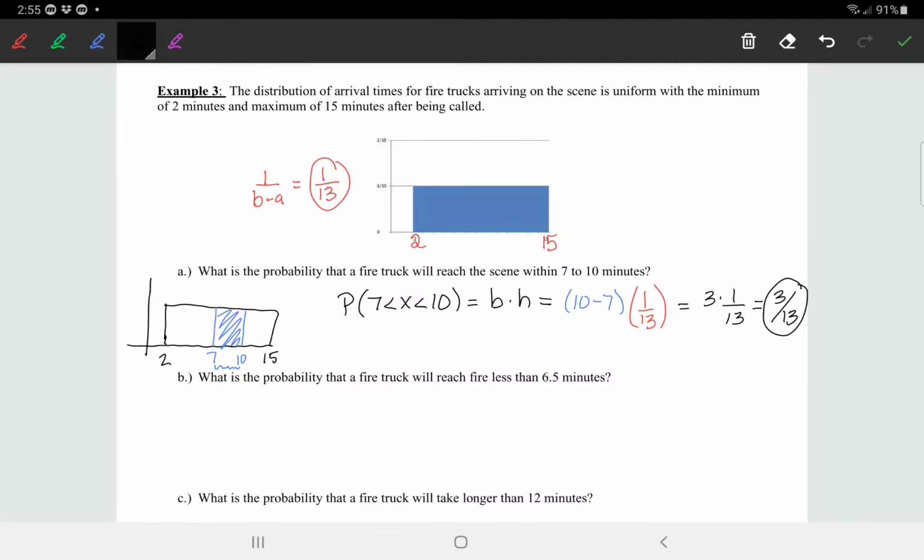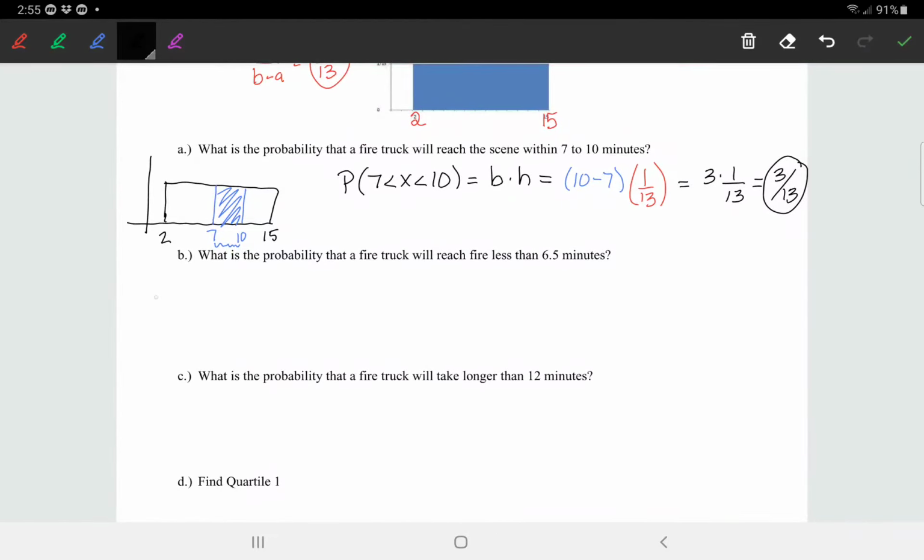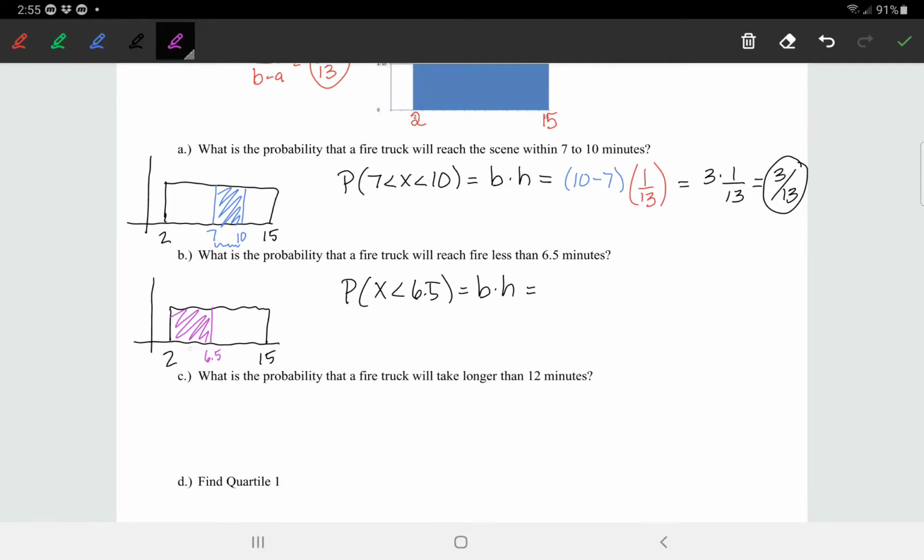Now let's calculate the probability that the fire truck will reach the fire in less than 6.5 minutes. So again, it's just nice to draw a little picture to give yourself a reference. Here's our uniform distribution, starts at 2, goes to 15, and now we are looking for less than 6.5. So we are trying to calculate this area. So the probability that x is less than 6.5, again, we're looking for the base. We'll multiply that by the height. The base goes in between 6.5 and 2, so we'll take 6.5 and subtract 2. And multiply by the height of that rectangle, which is 1 over 13.